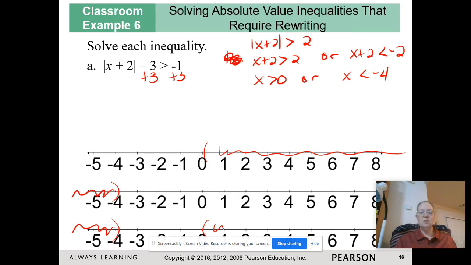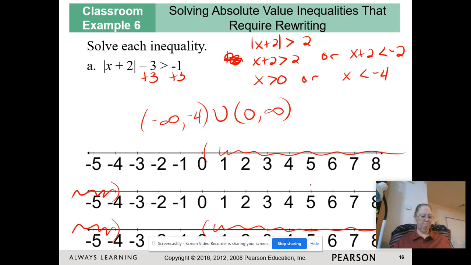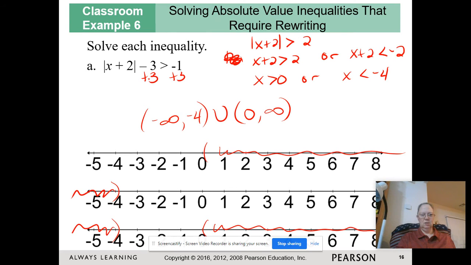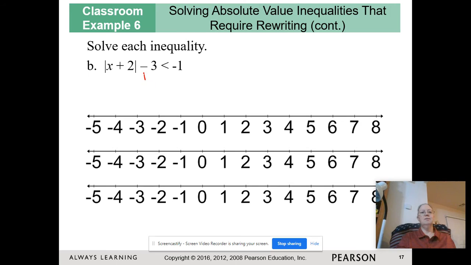Where's my 0? -4, union, 0 to infinity. This isn't the same one, is it? It's greater. No, this is less than. So absolute value is less than 2. Less than, we can do it as our 3-part.